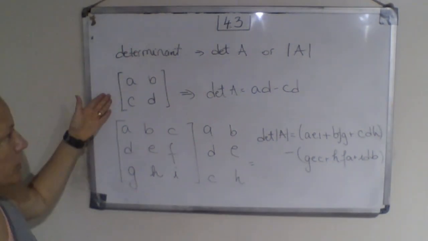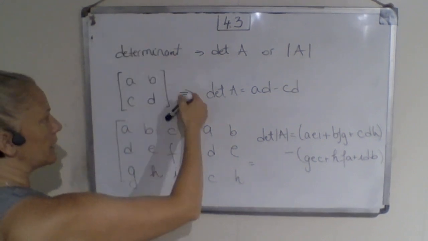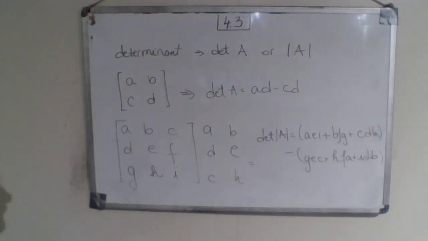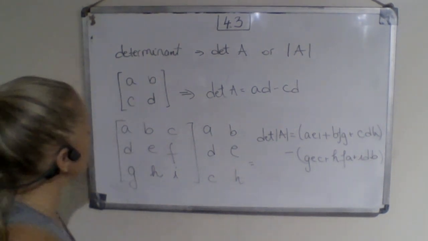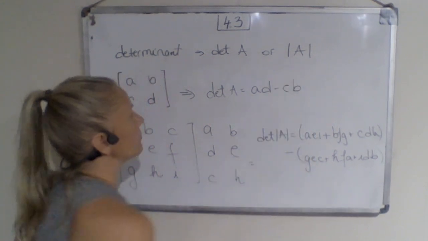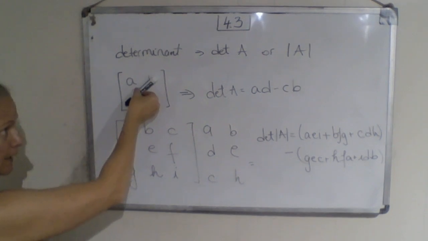If you have a 2 by 2 matrix, to find your determinant, you start at A and you go the diagonal AD minus the opposite diagonal, BC. It doesn't matter, AD minus CB, I'm sorry. So, first diagonal minus the opposite diagonal.